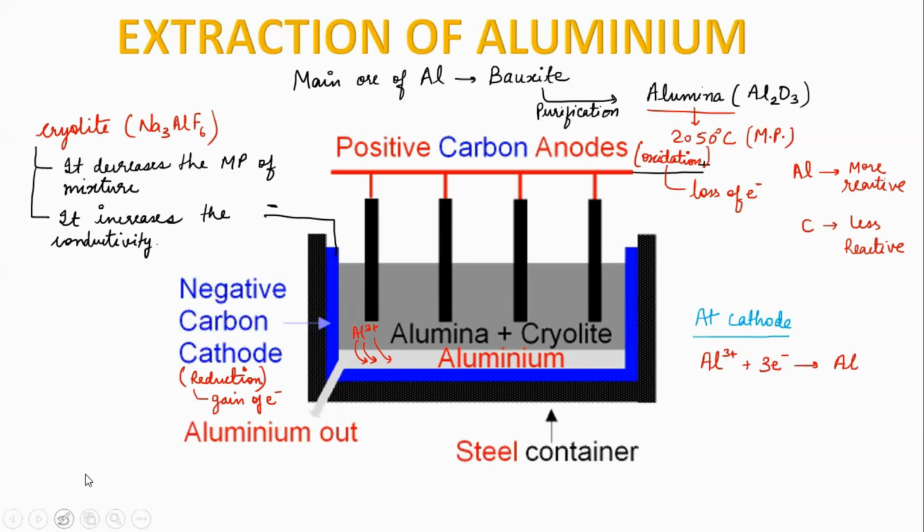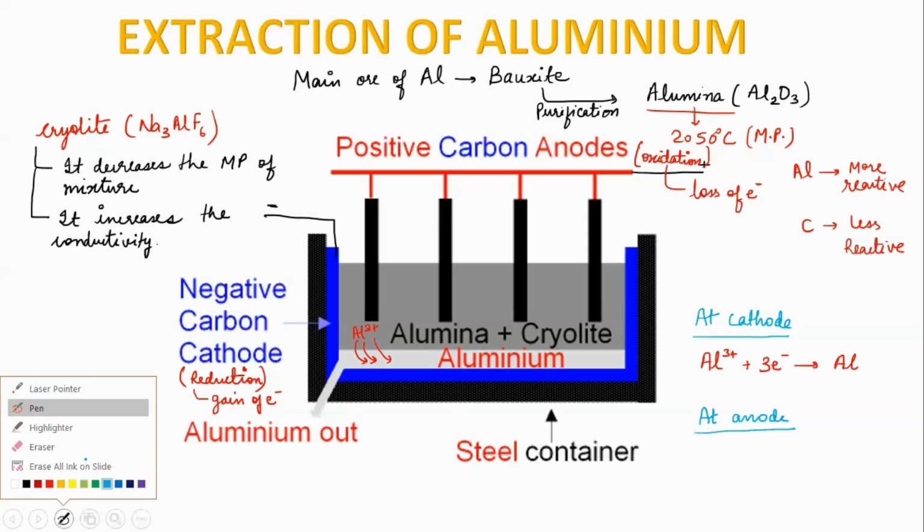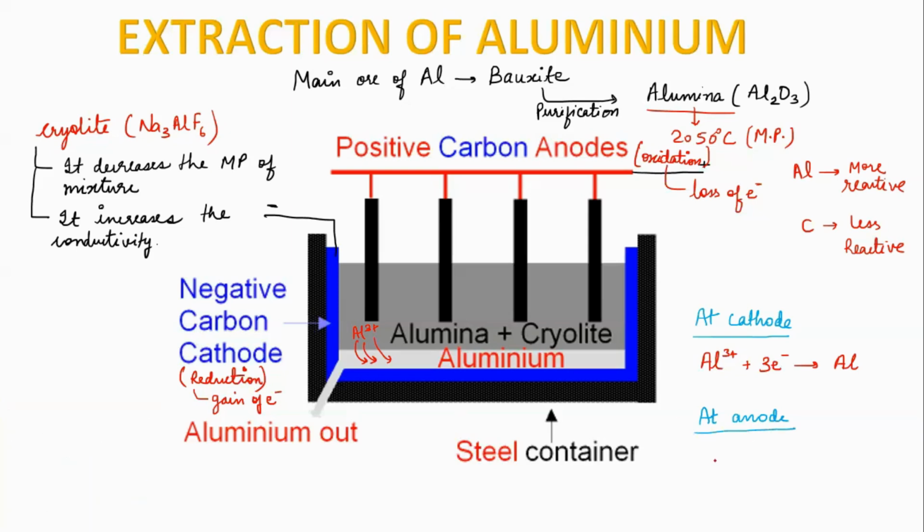So this reaction occurs at the cathode, and at the anode the reaction will be: oxygen will form, O2, plus, if you balance it, there will be 4 electrons lost. Now, you will see that there are bubbles of oxygen gas evolved at the anode.